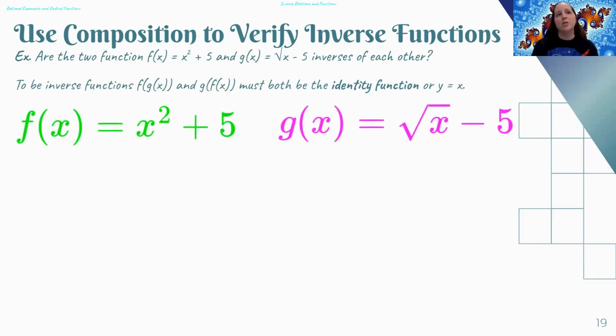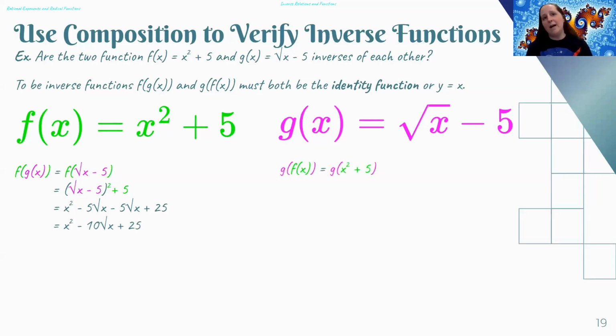So I start with f of x equals x squared plus 5 and g of x equals the square root of x minus 5, and I substitute. So f of g of x is f of the square root of x minus 5. The square root of x minus 5, squared, plus 5 gives me x squared minus 10 square root of x plus 25.